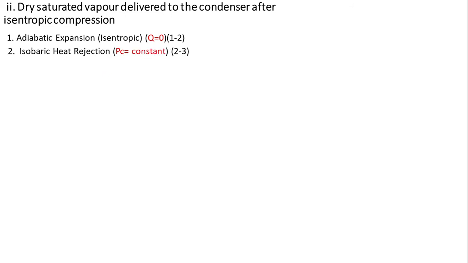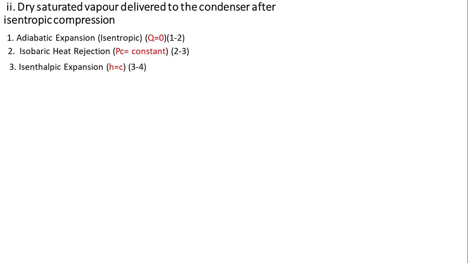So let us see that there are four processes. What are those? Adiabatic compression, just like in the Carnot cycle, 1 to 2. Then isobaric heat rejection, that is, the pressure will be constant, that is the 2 to 3 process. In the Carnot cycle this process is isothermal, but for the simple VCC cycle it is an isobaric process. Then the third process is isenthalpic expansion, in which the enthalpy remains constant, and that is the 3 to 4 process.